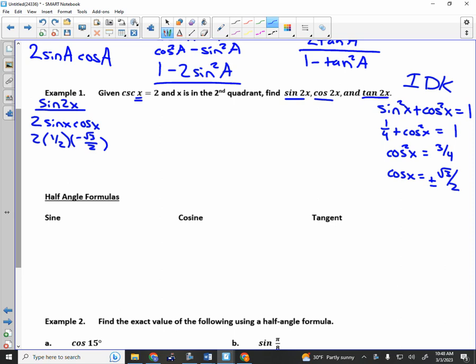So just remember, we knew that that was 1/2. We just used sine squared plus cosine squared to get that. The rest is easy now. What's 2 times a half? 1 times negative root of 3 over 2 is negative root of 3 over 2. We're done with sine of 2x. We move on to cosine.